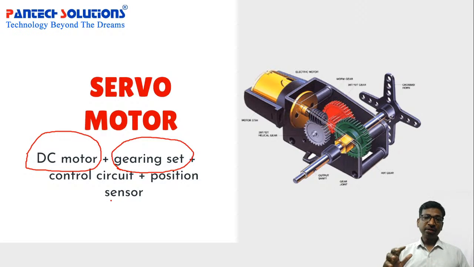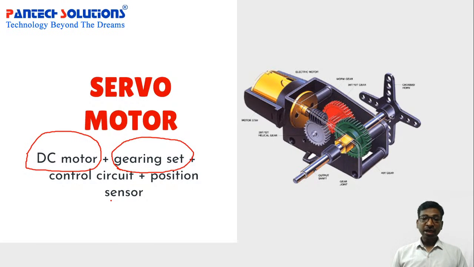And some range of servo motors are also available from an industry point of view. They will call all such motors under the servo mechanism. There are two kinds of servos available: one is a DC servo and another one is an AC servo. For example, in a 1 kilowatt DC servo there will be a 1 kilowatt DC motor, a gearing set, and a controlling circuit also. The controlling circuit is nothing but an inbuilt converter with position sensors.